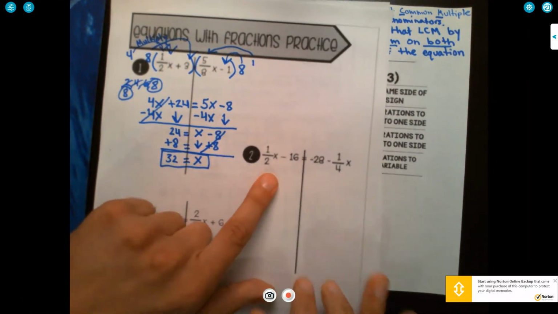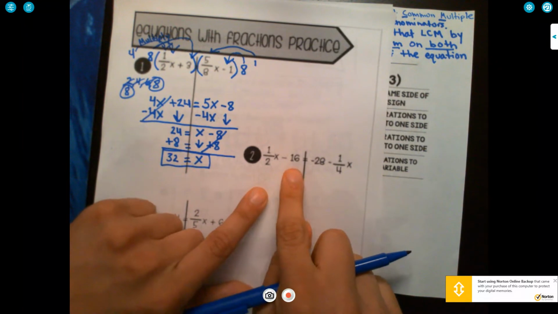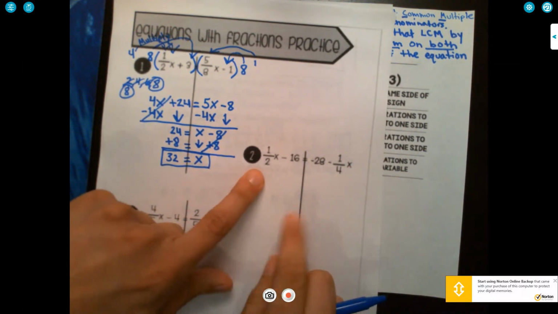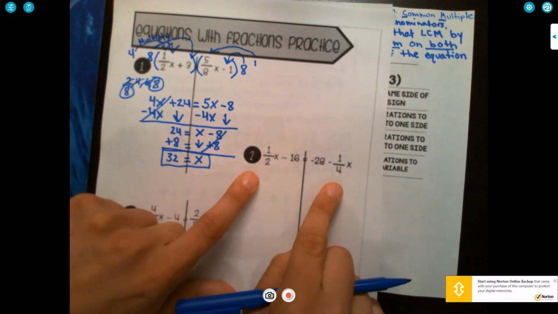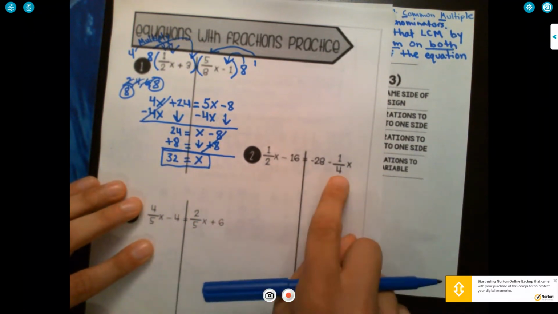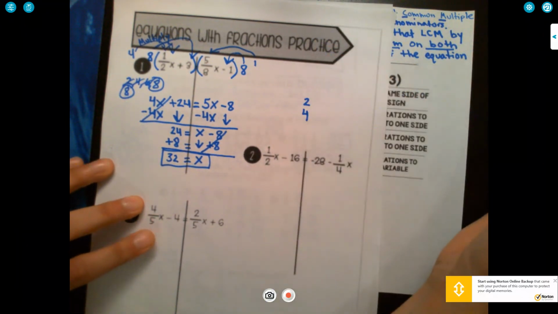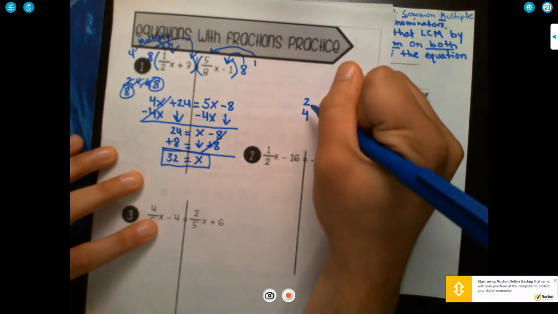All right, so let's go over here to this one. So we got 1/2 x minus 16 is equal to negative 28 minus 1/4 x. All right, so you should know the drill by now. I want to find the lowest common multiple of 2 and 4. So already, I can already tell, but just in case, I'm going to write it down. So that way you guys get into the routine.